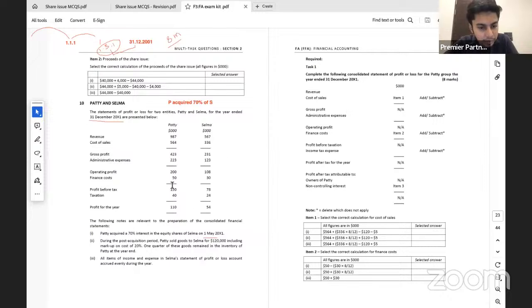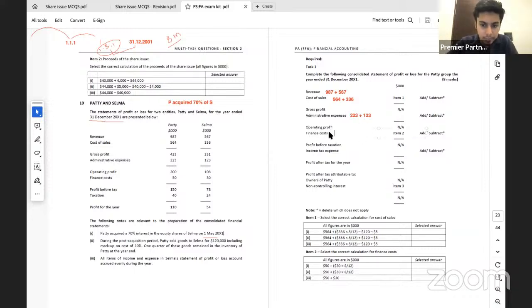Again, start copying everything in your paper. Copying everything means add, consolidate, like this. Here, look at the screen. Revenue: 987 plus 567. Cost of sale: 564 plus 336. Gross profit, no need. Administration expenses: 223 plus 123. Operating profit, no need. Finance cost.